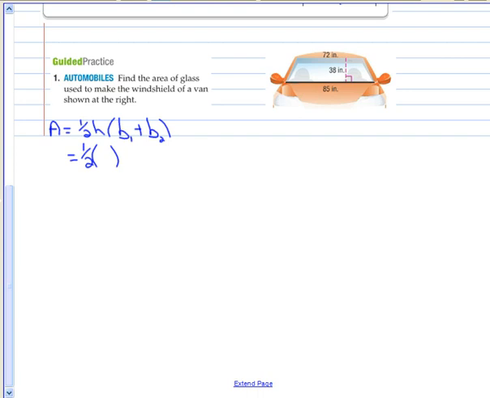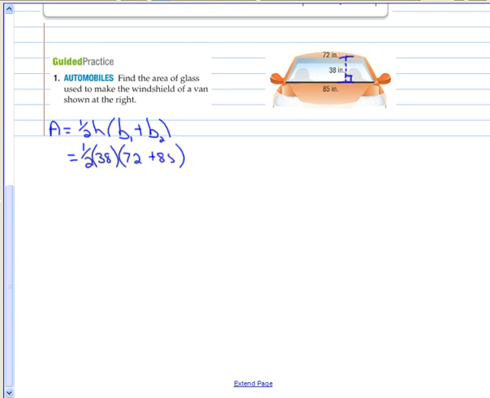What's our height? 38. Where is the height always in a trapezoid? How do I know where the height is? In the center? From base to base. It's the perpendicular distance from base to base. So whatever my bases are, which are the parallel sides, it's that perpendicular distance between them that is always the height. And base 1, doesn't matter which one we call it.